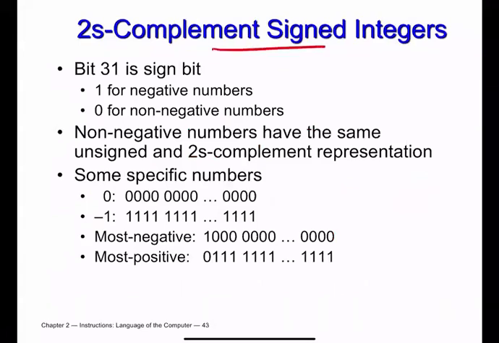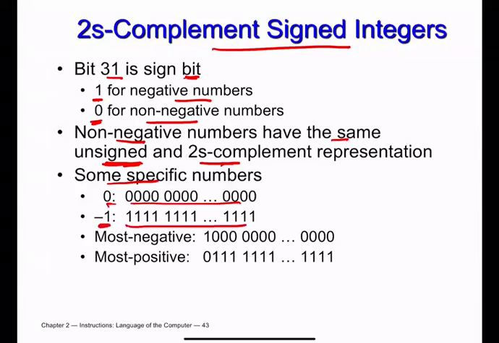So basically, in two's complement signed integers, bit 31 is a sign bit. If it is 1, this is a negative number. If it is 0, it's a non-negative number. Interestingly, non-negative numbers have the same unsigned representation as their two's complement representation. If it is a positive or non-negative number, both of them will be the same. Let's review some specific numbers. I can write 0 like that, 2 in two's complement like that, and I write -1 like that in two's complement. Interestingly, if you write all ones, then you will get -1.